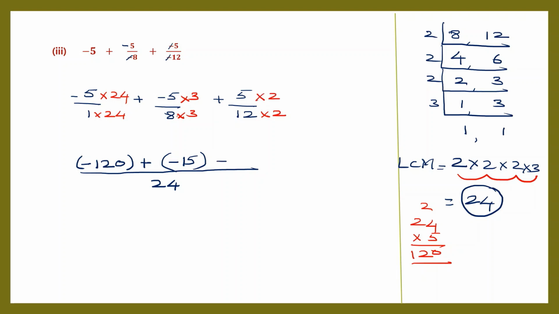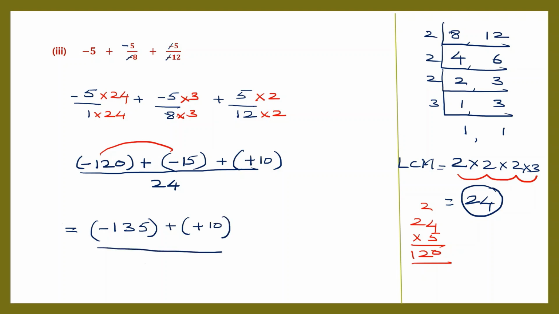So this is plus, and 10 is plus 10. So again, let's take the numbers with the same sign and work on those. When signs are the same, we put the same sign and we add. So 120 plus 15 is 135. So minus 135 plus, we have plus 10 and the denominator is 24.